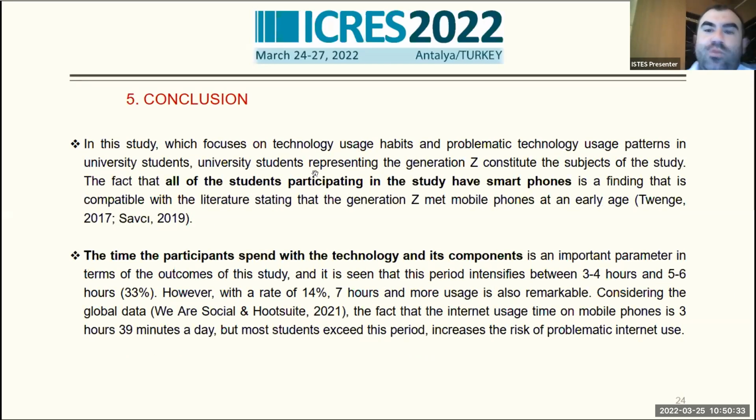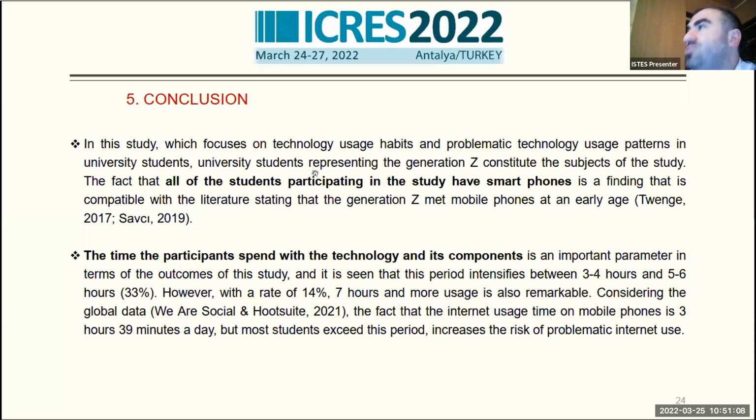And what about the conclusion? In our research, another common result is that all of the students have smartphones. This is closely related to the literature, because we know Generation Z met mobile phones at an early age, for example, 13, maybe 14. So everybody, like us, has mobile phones.